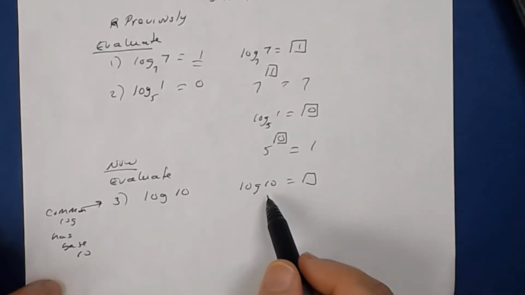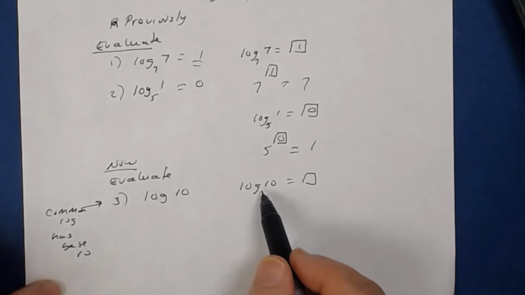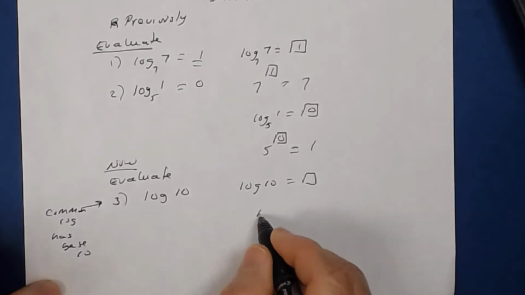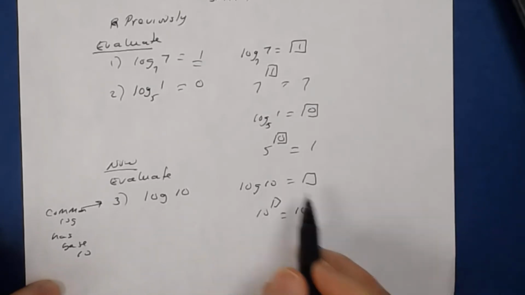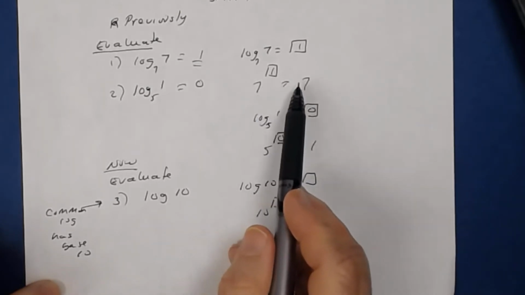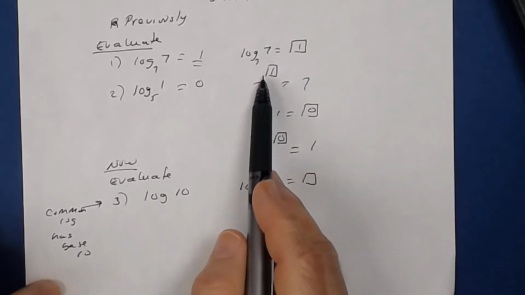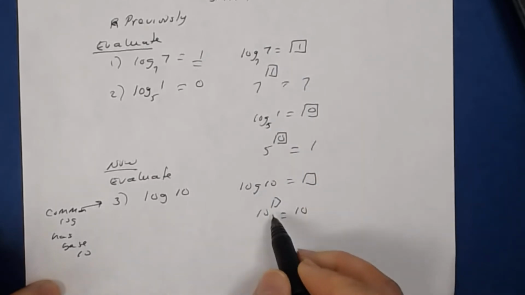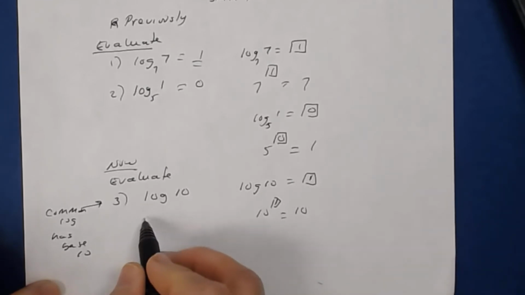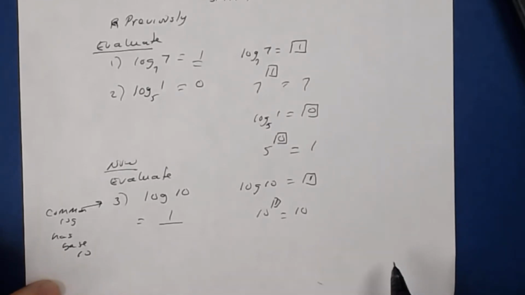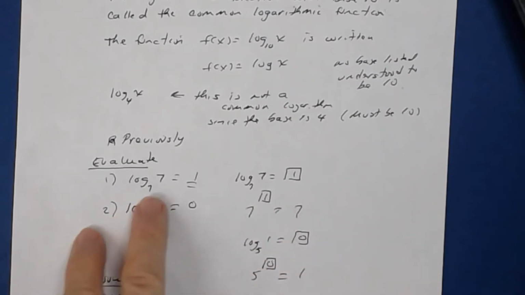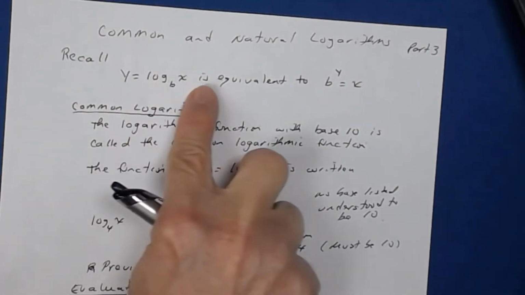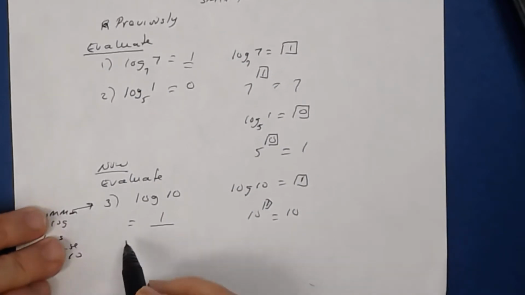Okay? So now in my mind, I say the base, which is 10, raised to this power, is equal to 10. So 10 to the what power is equal to 10? Well, same thing here. 7 to what power equals 7? 7 to the first power equals 7, right? So that has to be 1 here. So that's a 1. So what's the answer? 1. Okay? So what you do with common logarithms, you do the same way you did with the other parts of this lesson. You're using this property.